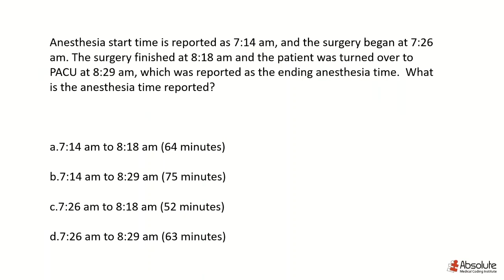All right, coders, we have A, 7:14 a.m. to 8:18 a.m., 64 minutes. B, 7:14 a.m. to 8:29 a.m., 75 minutes. C, 7:26 a.m. to 8:18 a.m., 52 minutes. D, 7:26 a.m. to 8:29 a.m., 63 minutes. Anesthesia start time is reported as 7:14 a.m. and the surgery began at 7:26 a.m. The surgery finished at 8:18 a.m. and the patient was turned over to PACU at 8:29 a.m., which was reported as the ending anesthesia time. What is the anesthesia time reported? You got this, coders.